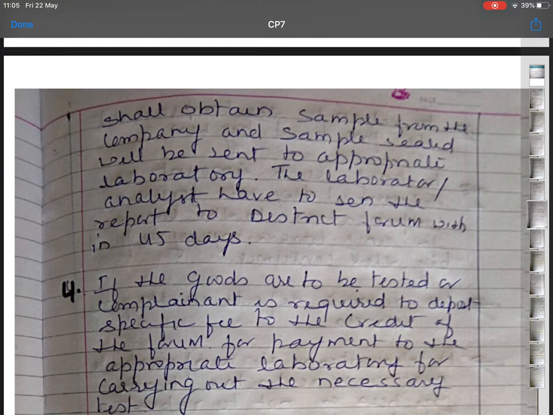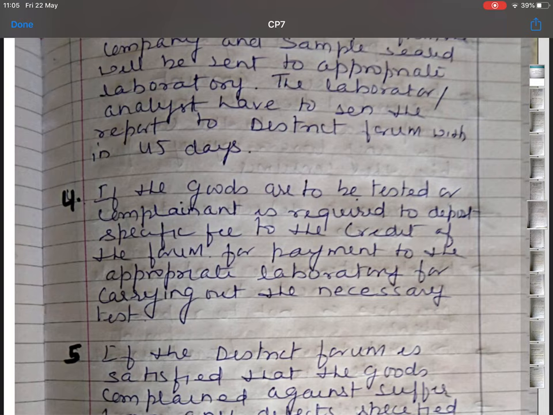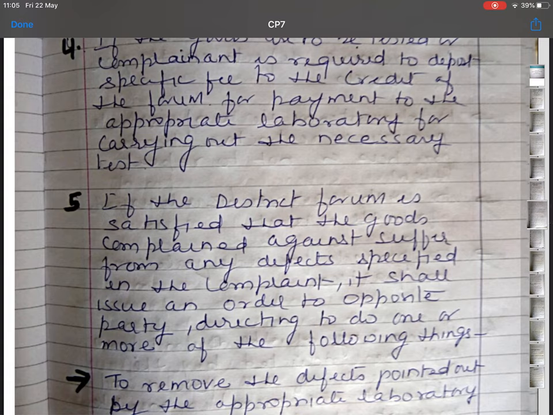Then the laboratory or analyst has to send these samples with the report to the district forum within 45 days. If the goods are to be tested, the complainant is required to deposit a specific fee to the credit of the forum for payment to the appropriate laboratory for carrying out the necessary test. So, if the district forum is satisfied that the goods complained against suffer from any defects specified in the complaint, it shall issue an order to the opposite party directing it to do one or more of the following things.